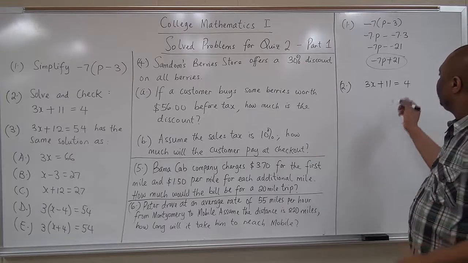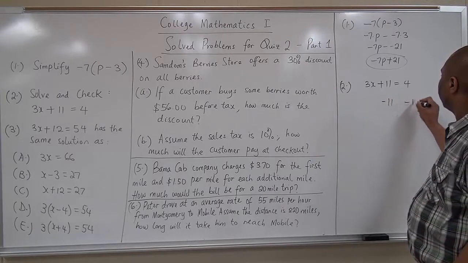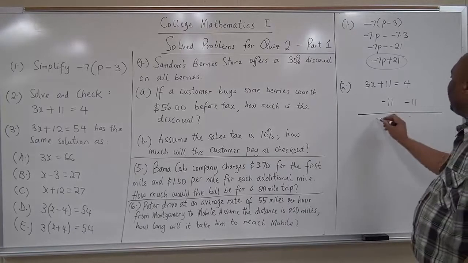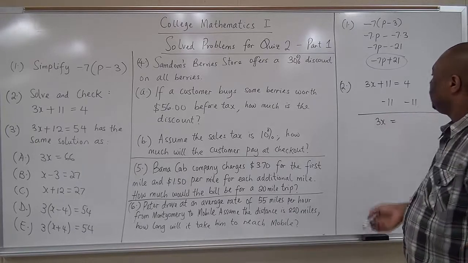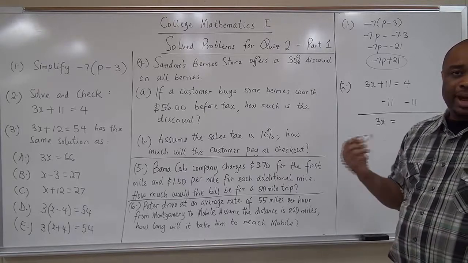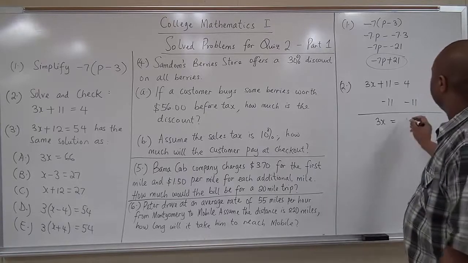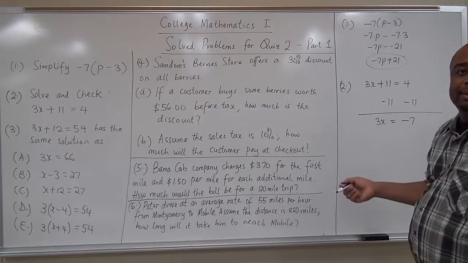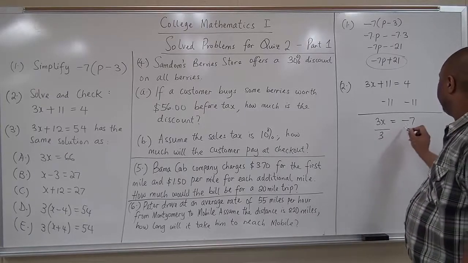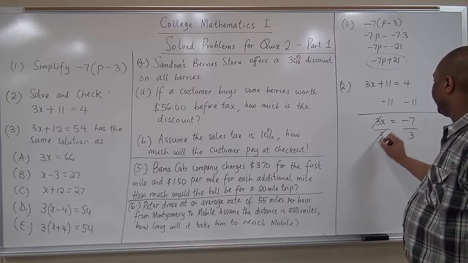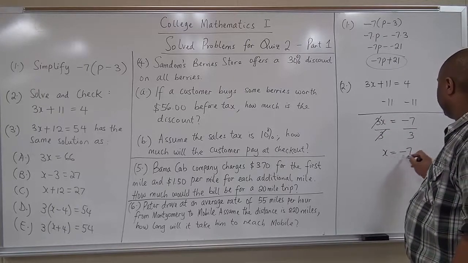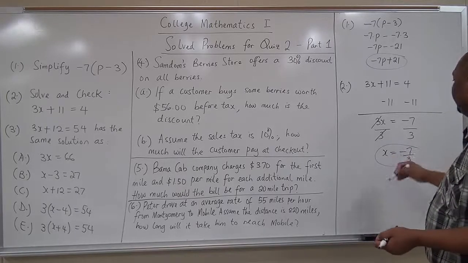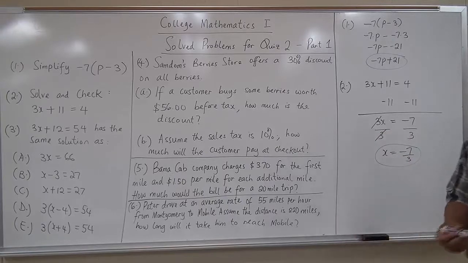How do I get rid of 11? I subtract 11 from both sides. If I subtract 11 from both sides, I now have 3x equal to 4 minus 11. You have 4, you owe 11. That means you owe 7. Then you divide both sides by 3. They just come immediately and divide both sides by 3. So x is equal to -7 over 3. This is the way some of you probably learned how to do it.